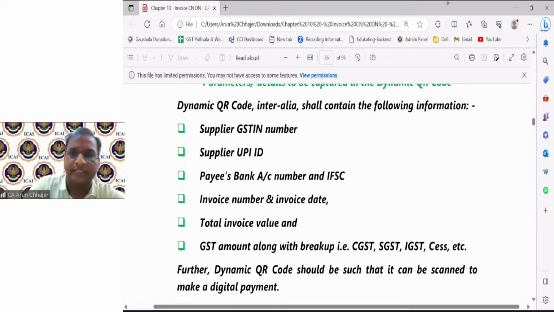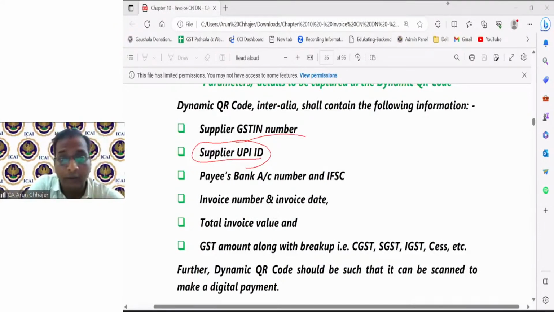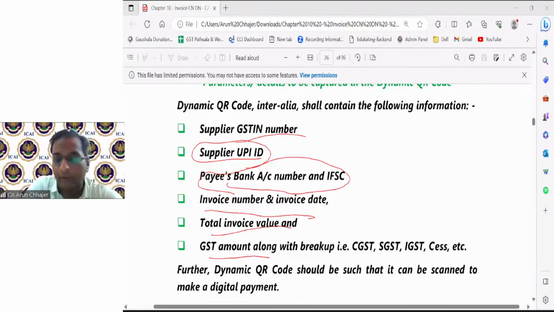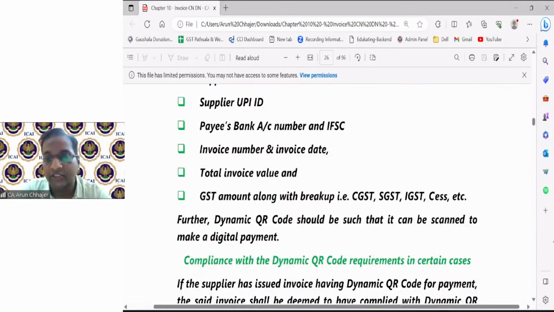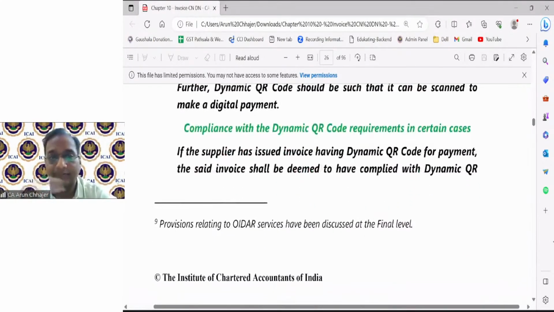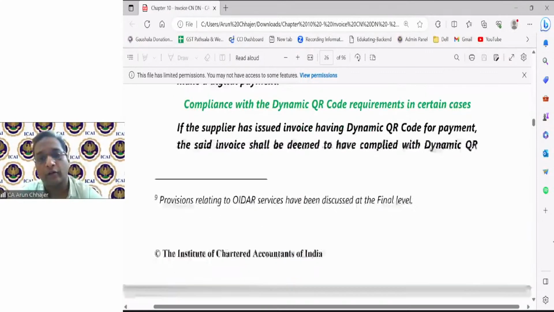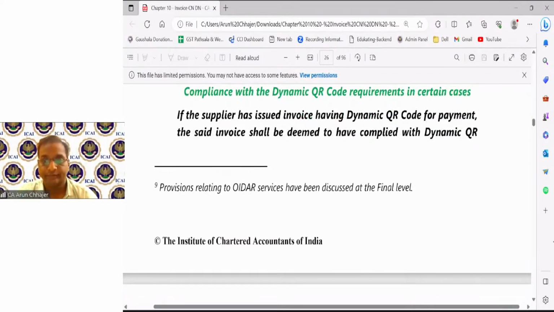Dynamic QR code consists of the supplier GST number, UPI ID, that is the new thing, bank account number and IFSC, invoice number and date, total invoice value, GST amount, that we have discussed. But these two, bank account detail and supplier UPI ID, will be additional. Further, the dynamic QR code shall be such that it can be scanned to make the digital payment. Compliance with the dynamic QR code requirement in certain cases.